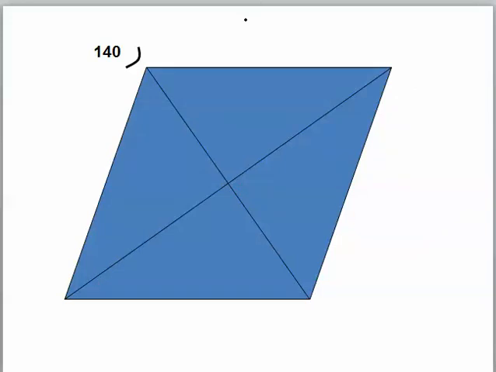Let's move on to a rhombus. A rhombus is also a specific type of parallelogram. This one has all four sides congruent. So not only are opposite sides congruent, but all four sides are congruent. We still have our properties of parallelograms. Opposite sides are parallel, opposite angles are congruent, consecutive angles are supplementary, they add up to 180, diagonals bisect each other. In addition, if it's a rhombus, the diagonals are perpendicular, and the diagonals bisect the angles at the vertex.